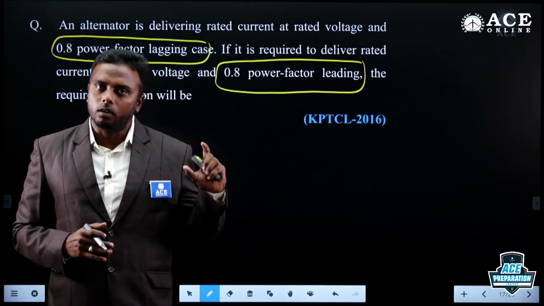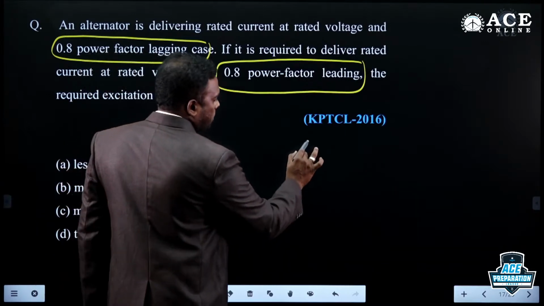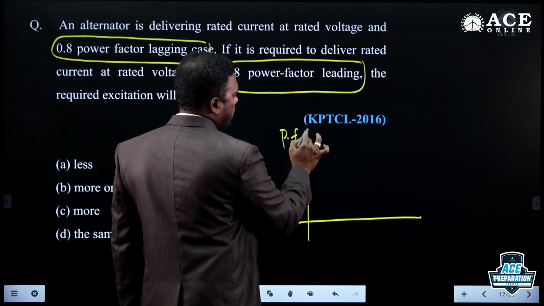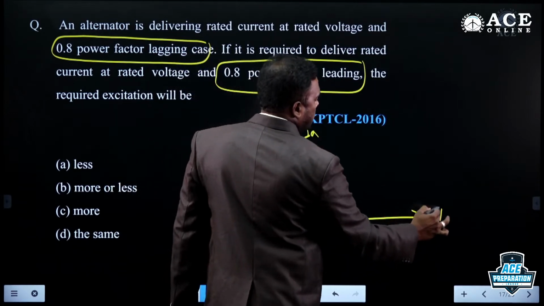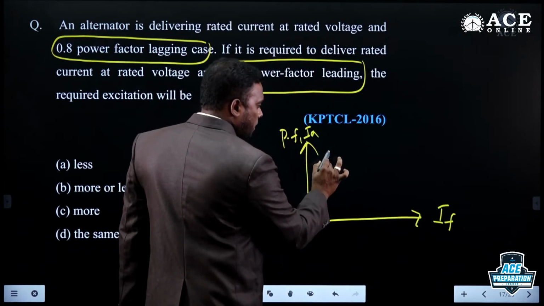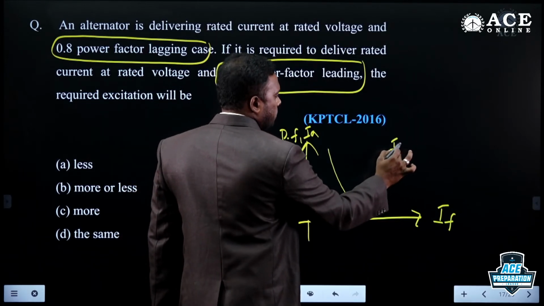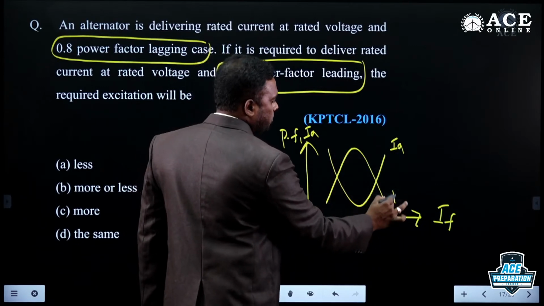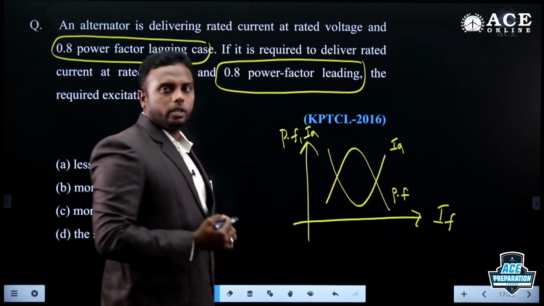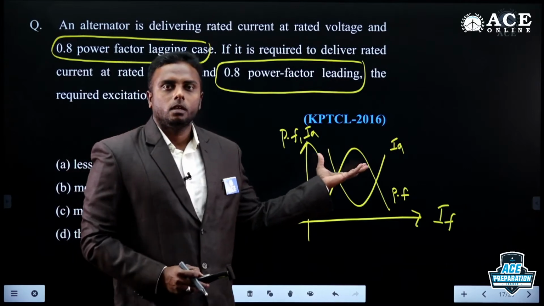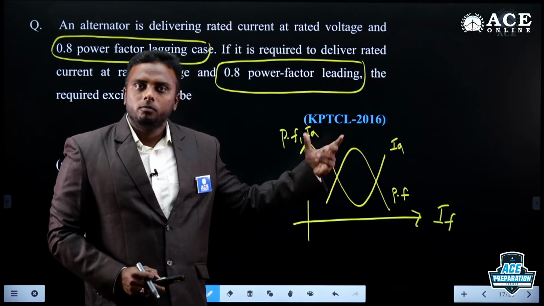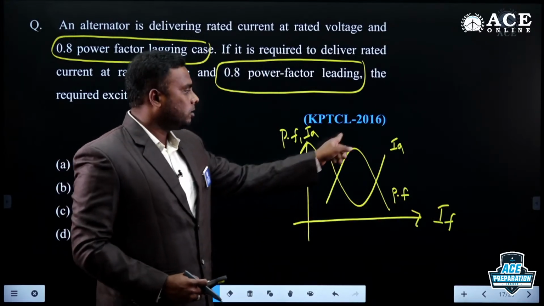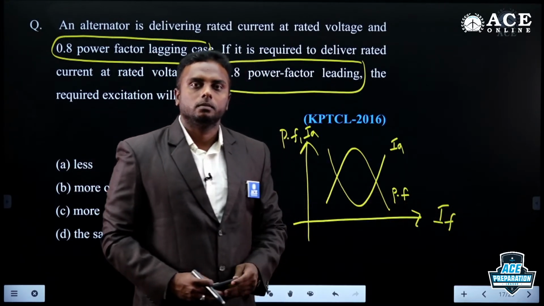During parallel operation of alternators, we have V and inverted V curves, with power factor, armature current and IF. The V curve we draw between IA versus IF, and the inverted V curve we draw between power factor versus field current. So this question is also important. V curve is the graph drawn between which two parameters? V curve is IA versus IF. Inverted V graph is power factor versus field current.